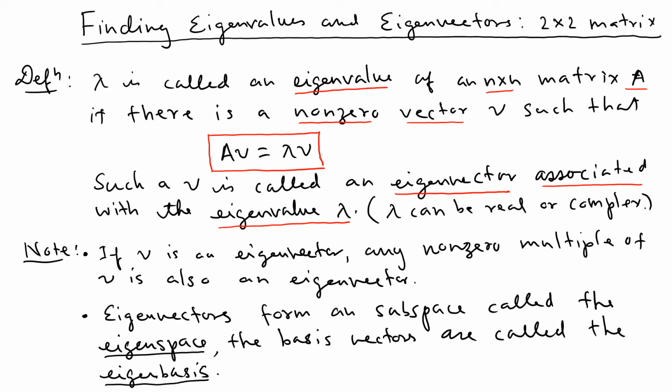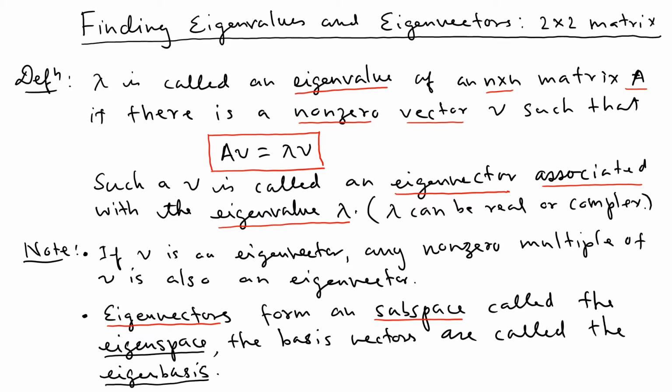There are a few interesting things here, but they are not really necessary, just good to know what's out there. Eigenvectors form a subspace called the eigenspace. The basis vectors, because any vector space has a basis, are actually called the eigenbasis. Good.